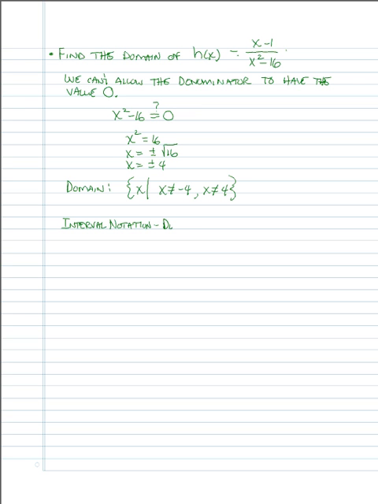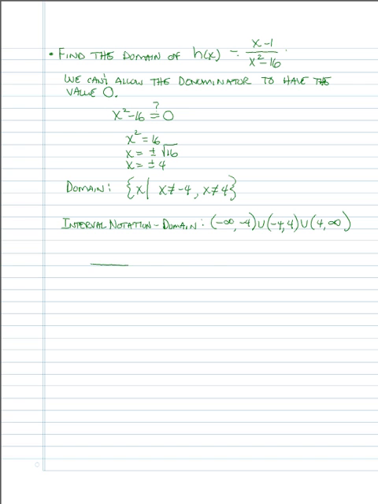The domain would be the set of all x's from negative infinity up to negative 4, union with all of those from negative 4 up to positive 4, union with all those from positive 4 to infinity. And all we're doing is leaving out negative 4 and positive 4, making sure that we're including everything else.